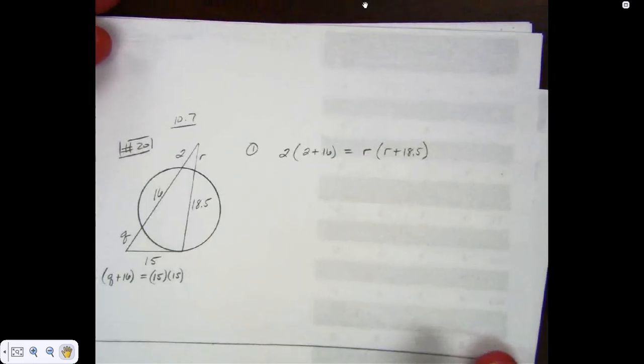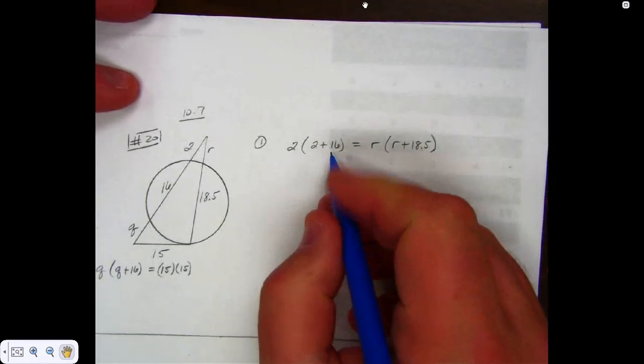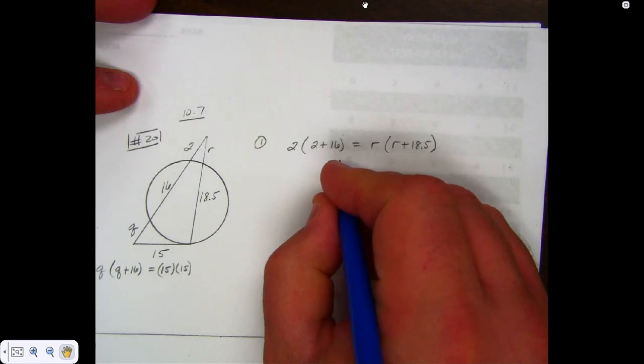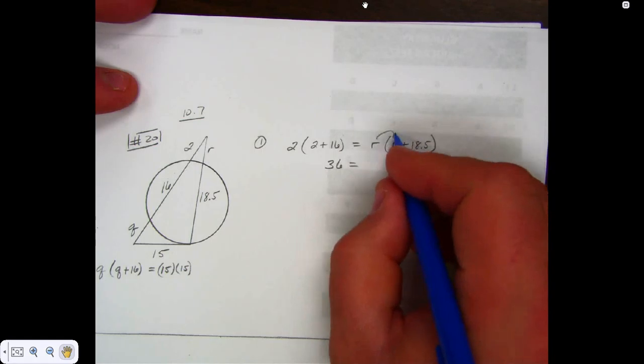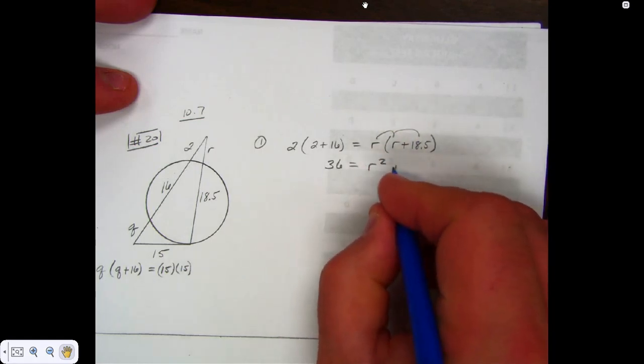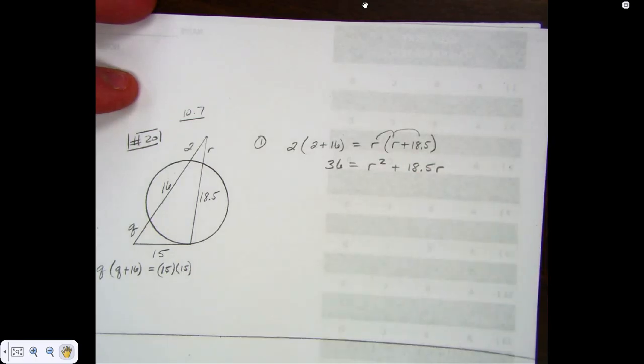Herein lies the difficulty in these. Watch what's happened. 2 plus 16 is 18. What is 18 times 2? Really, people? 18 times 2 is equal to, what am I going to do here? Multiply through. I get r squared plus what? 18.5 what? Is that r squared going anywhere? It's not, is it? No.